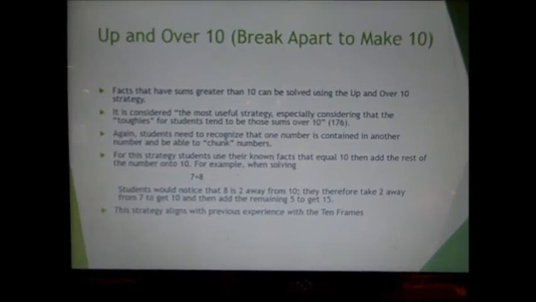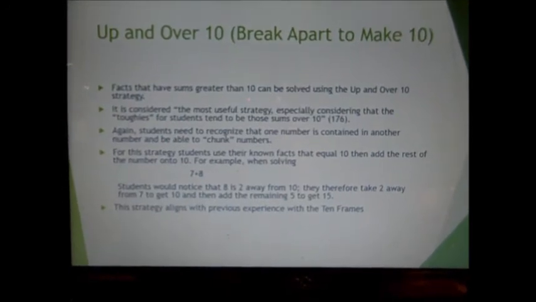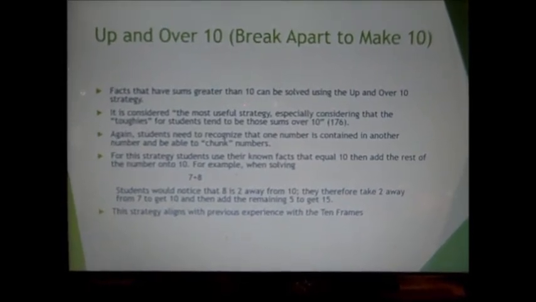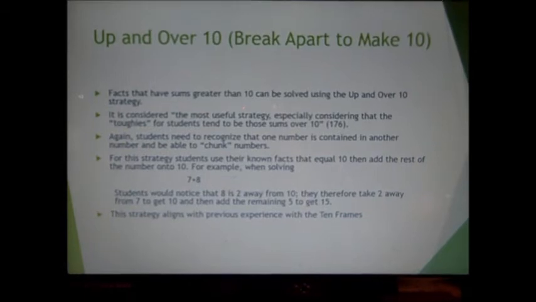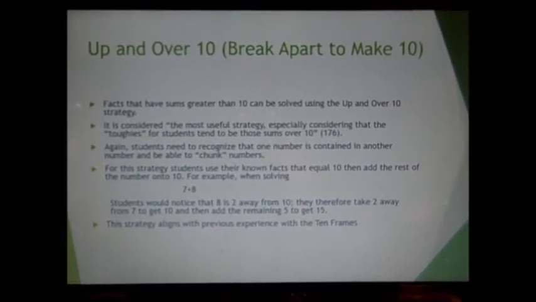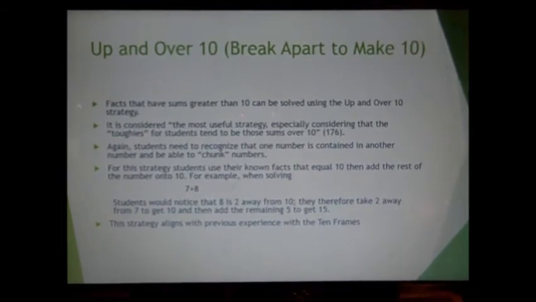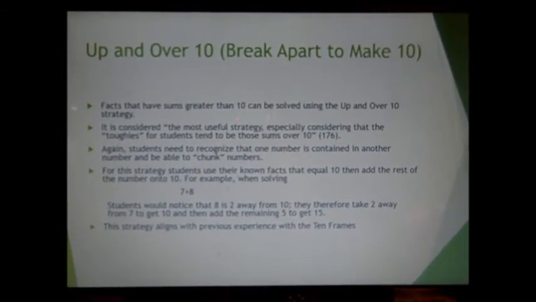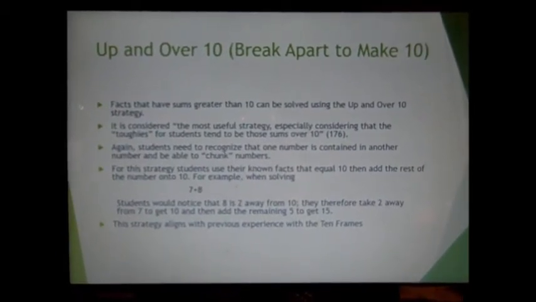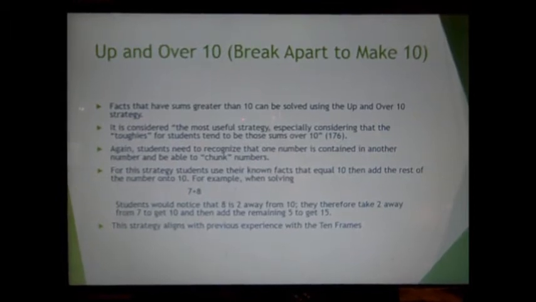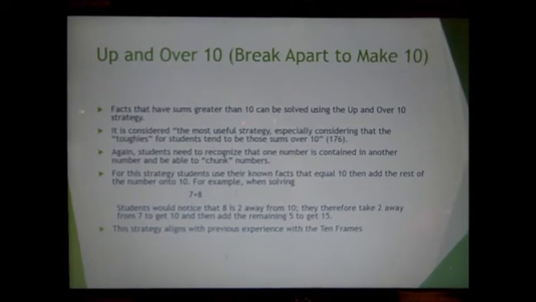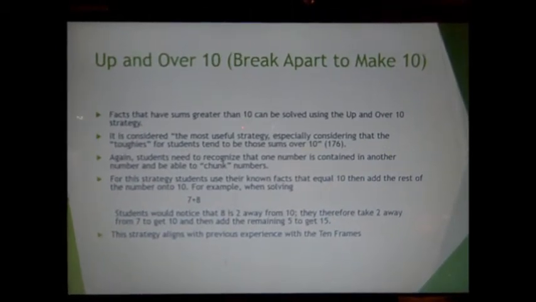Up and over 10 is another reasoning strategy. It can also be known as the break apart to make 10 strategy. Facts that have sum greater than 10 can be solved using the up and over 10 strategy. It is considered the most useful strategy, especially considering that the toughies for students tend to be those that have sums over 10. Again, students need to recognize that one number is contained in another number and be able to chunk the numbers. For this strategy, students use their known facts that equal 10, then add the rest of the number onto 10. For example, when solving 7 plus 8, students would notice that 8 is 2 away from 10.